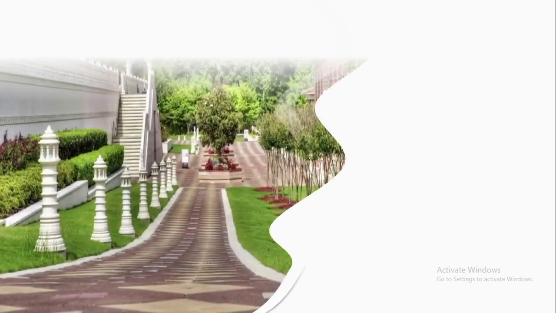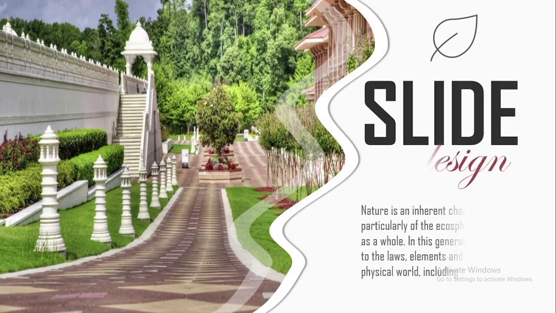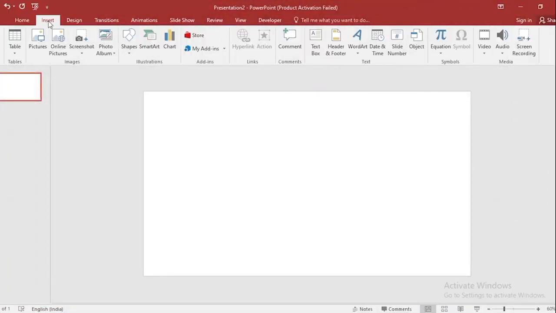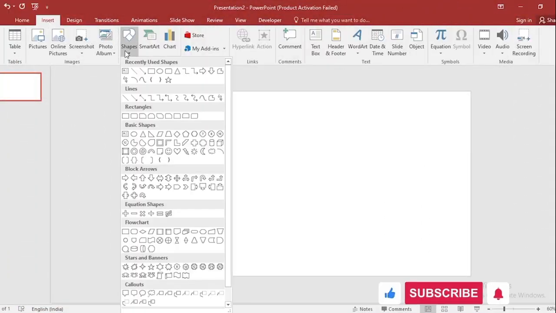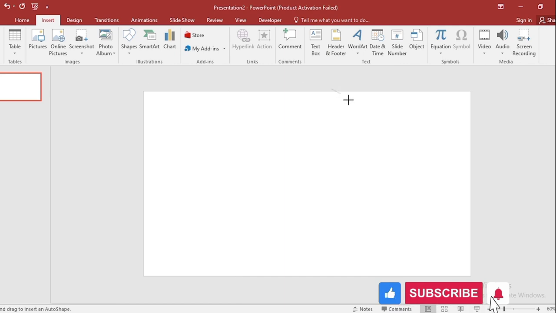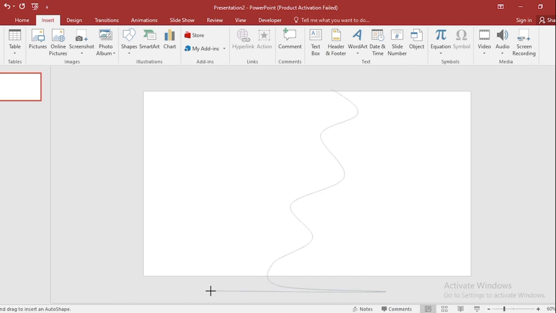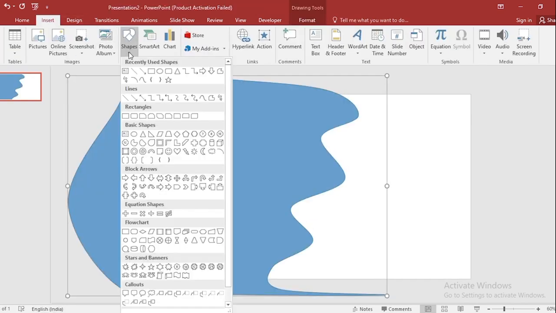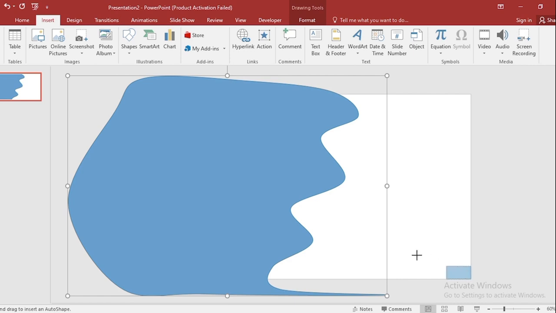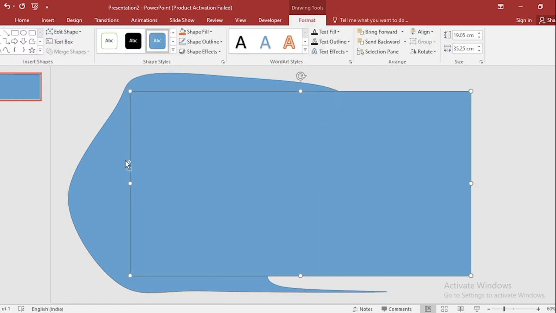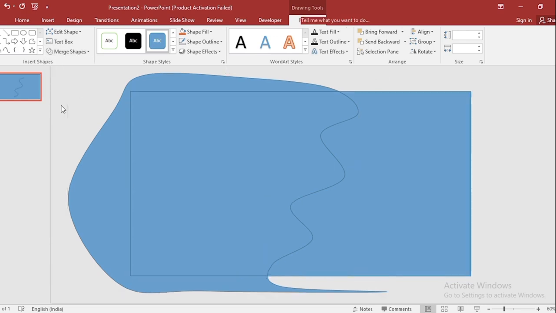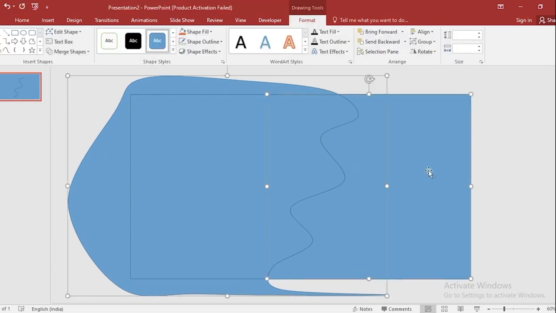In this video, we are going to learn how to create fast and creative slides in PowerPoint. Go to Insert, click on Shape, select Curve, drag it like this. Go back to Insert, click on Shape, select Rectangle, drag it like this. Select both, go to Merge Shape and select Fragment. Select this and this, delete.